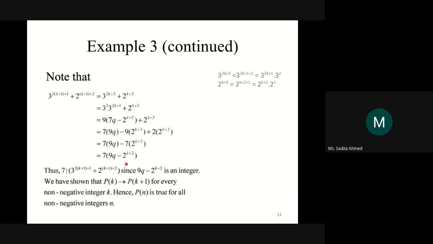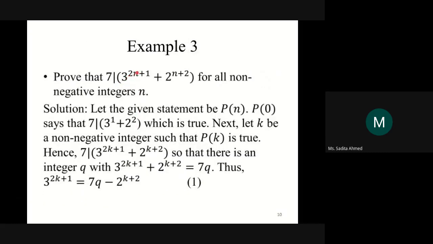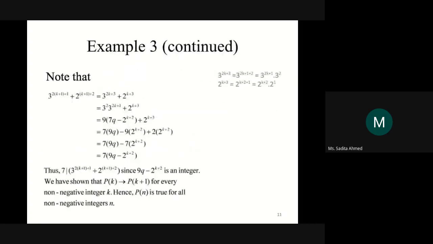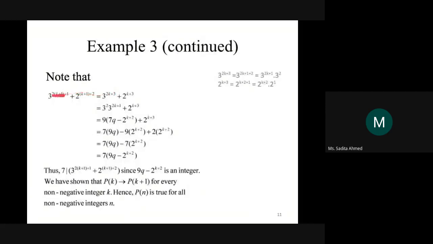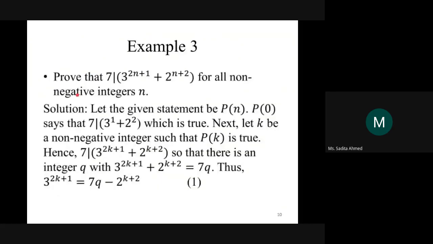Because ultimately we have to prove that if we put k plus 1 in place of n in these two places, the term that we get is divisible by 7. That's what we have to prove. Okay? It's divisible by 7. So how we will prove this is by somehow converting this term into a certain format where you have 7 in common.